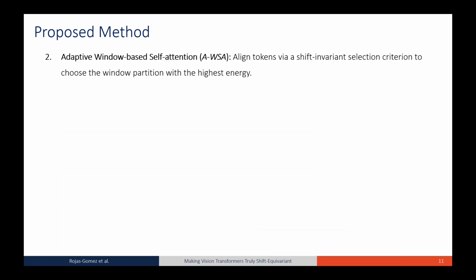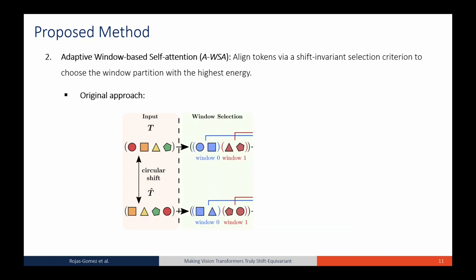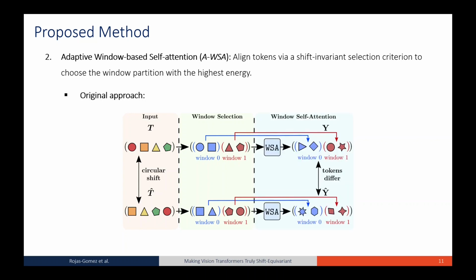Next, we propose an adaptive window-based self-attention module. We align the input tokens using a shift-invariant selection criterion to choose windows in a consistent manner. In the original implementation, given a token representation and its circularly shifted version, windows are selected under a fixed grid. So, local self-attention is applied within different windows, generating different output tokens and breaking shift equivariance.